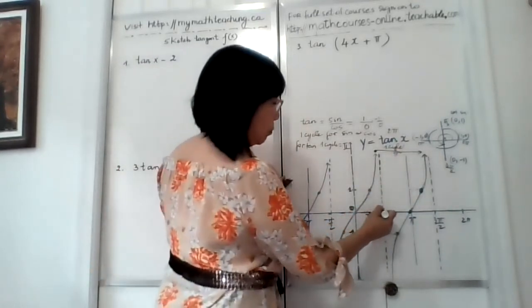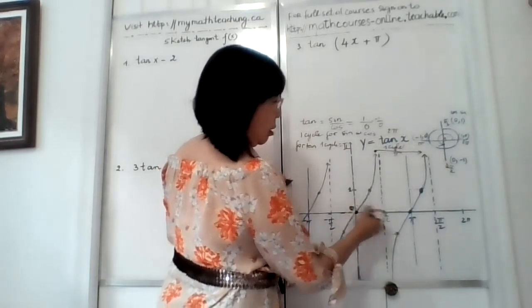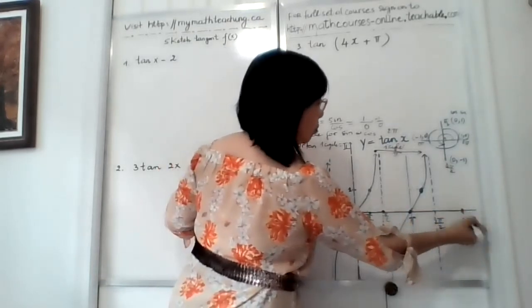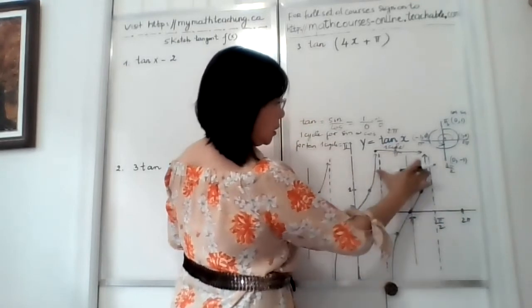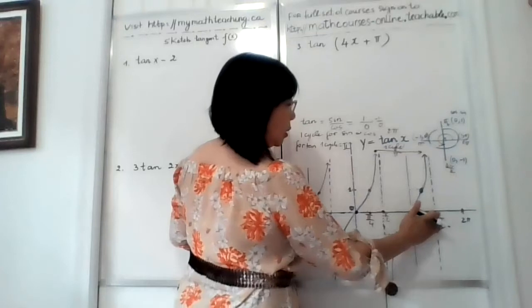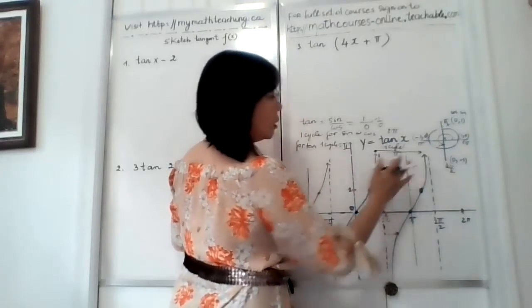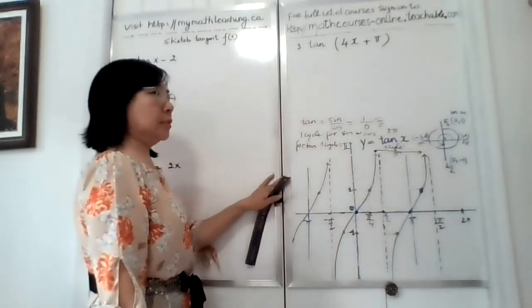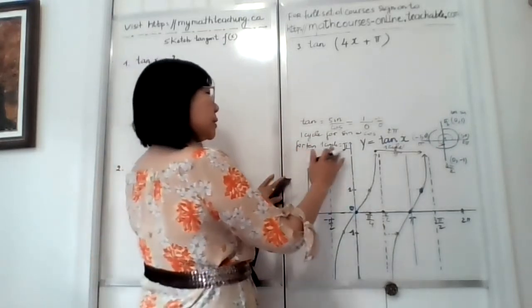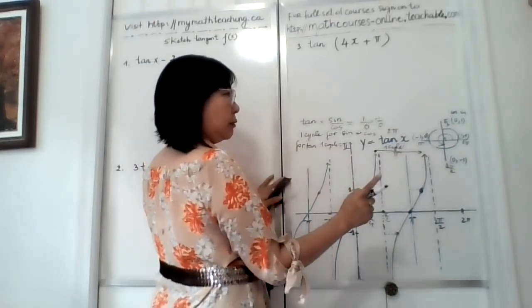If it were 2 pi, it would be from here all the way to here. That would be 2 pi. But you see this is in the middle, and if we subtract this and this, from here to here is exactly 1 pi distance. So it means one cycle of tangent is 1 pi, not 2 pi.